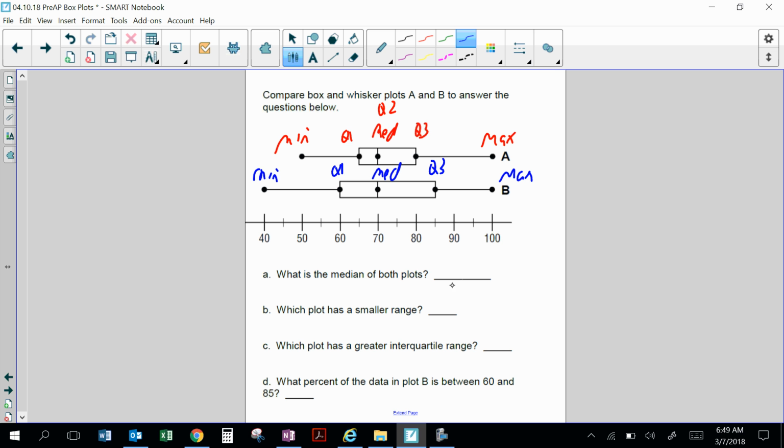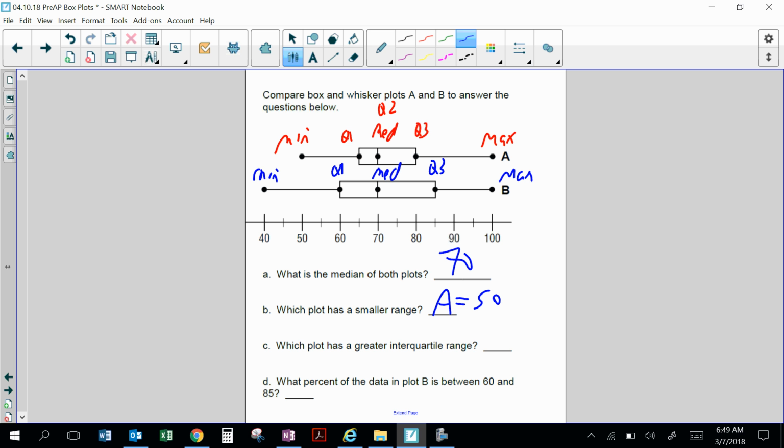What is the median of both plots? 70. Which plot has a smaller range? Well, in this one, it goes from 50 to 100, which is 50 away. This goes from 40 to 100, 60 away. So A, because it's only 50 away.